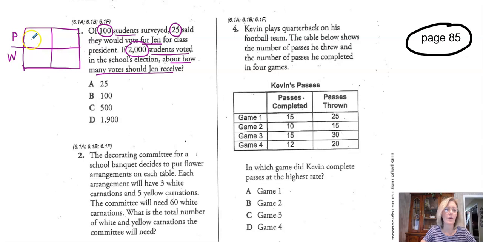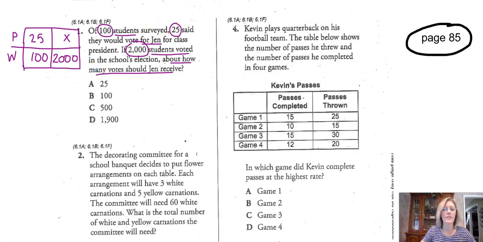So if I'm going to go with my first set of information, we had 25 out of a total, that's where the whole would go, 25 out of 100. Now, we don't know. This is what we're trying to find. So that's where we'll put our X, our unknown. But we do know the total amount of students that we want to figure it for, and that would be 2,000. Okay. Do you remember how to solve this type of problem?